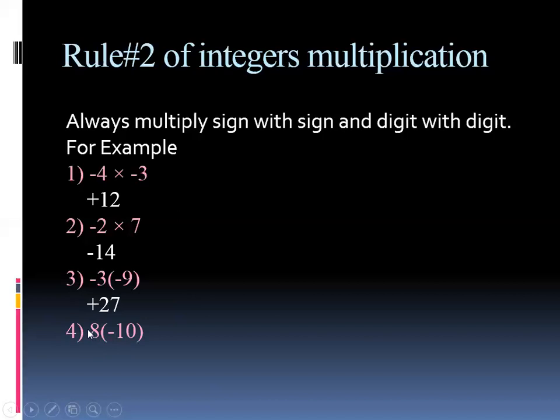Just look at here, here is no sign with 8, so I have to write plus, then sign with sign. Plus minus minus, 8 tens are 80. Okay, minus 80.